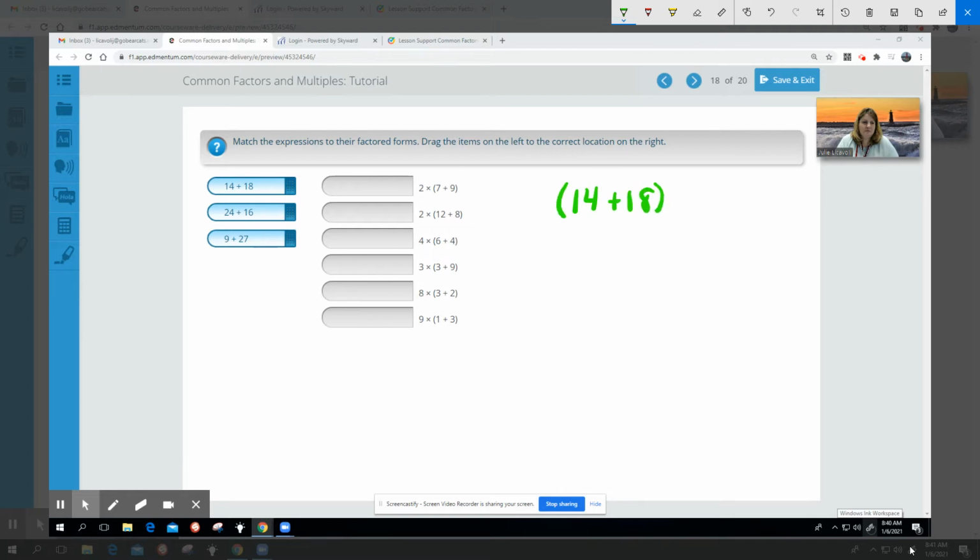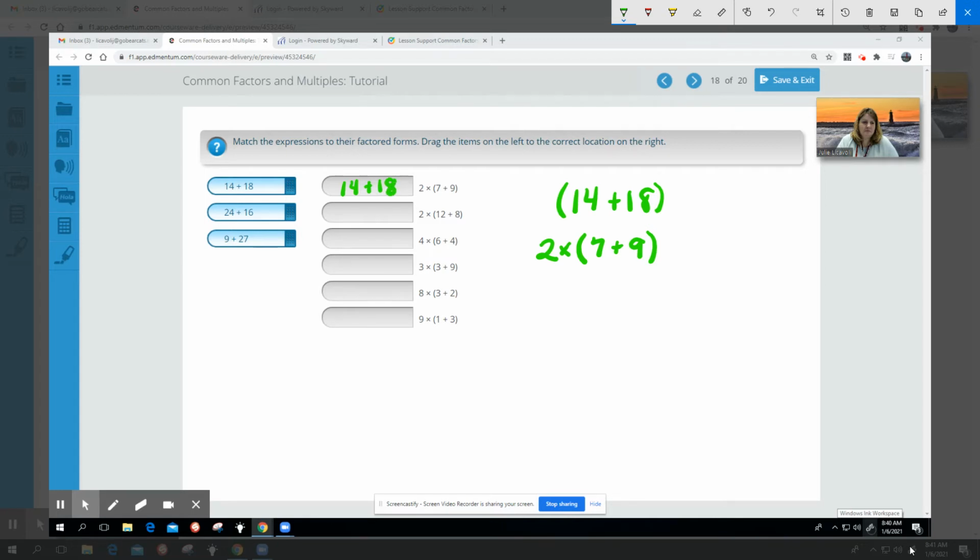And I can see that 14 and 18 are even with each other. So even both of them. So I know that a 2 can be divided out. So I can factor out a 2 from the 14 and the 18. When I take 2 away from 14, I'm going to get 7. And 2 times 9 is going to give me 18. So I can see right here that 2 times 7 plus 9 is a factored form of 14 plus 18.